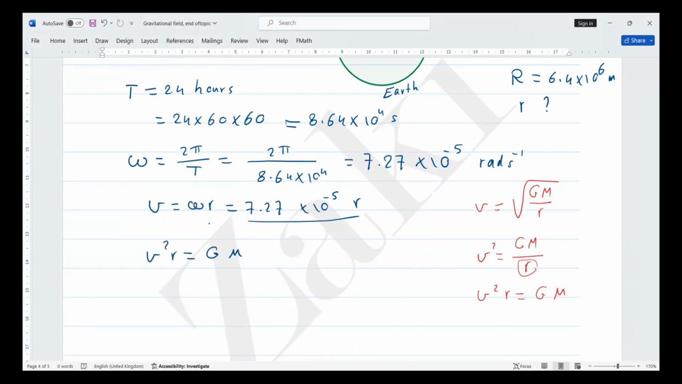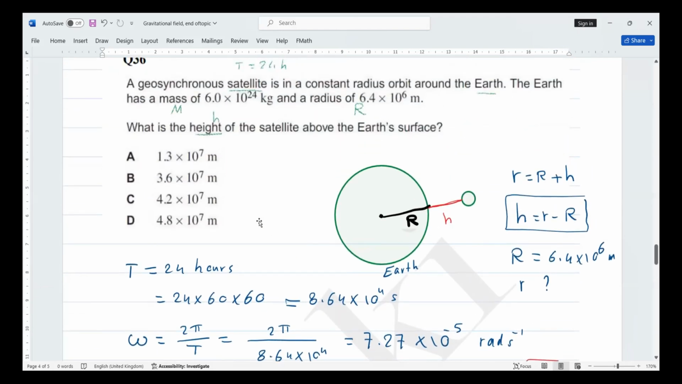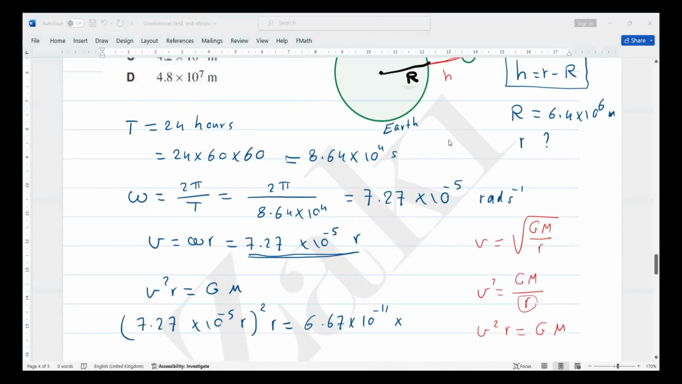This is V. This is the value of V. Then it will be 7.27 multiply 10 power negative 5, R all square, multiply R equals G, 6.67 times 10 power negative 11. M is the mass of what? It is the mass of the Earth, which is given as 6 times 10 power 24. So it is 6 multiply 10 power 24.